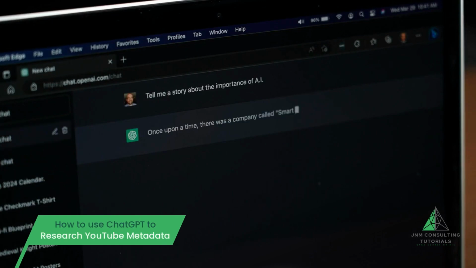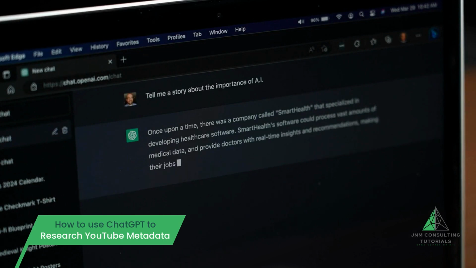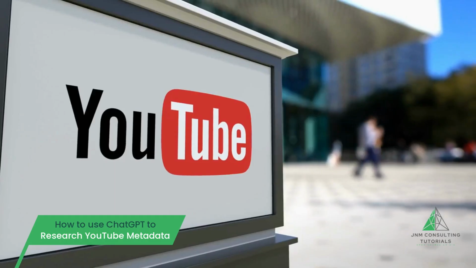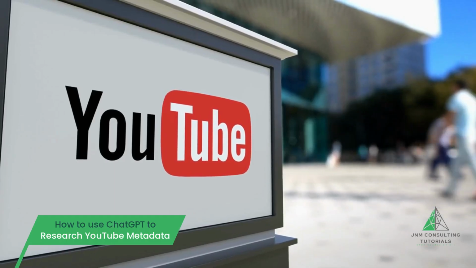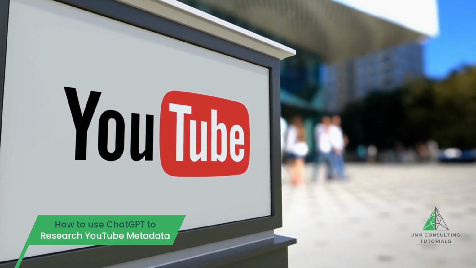Remember to carefully review and verify any information generated by ChatGPT, as it may not always be accurate or applicable to your specific situation. Additionally, be mindful of any YouTube policies or guidelines related to metadata and ensure that your metadata complies with them.